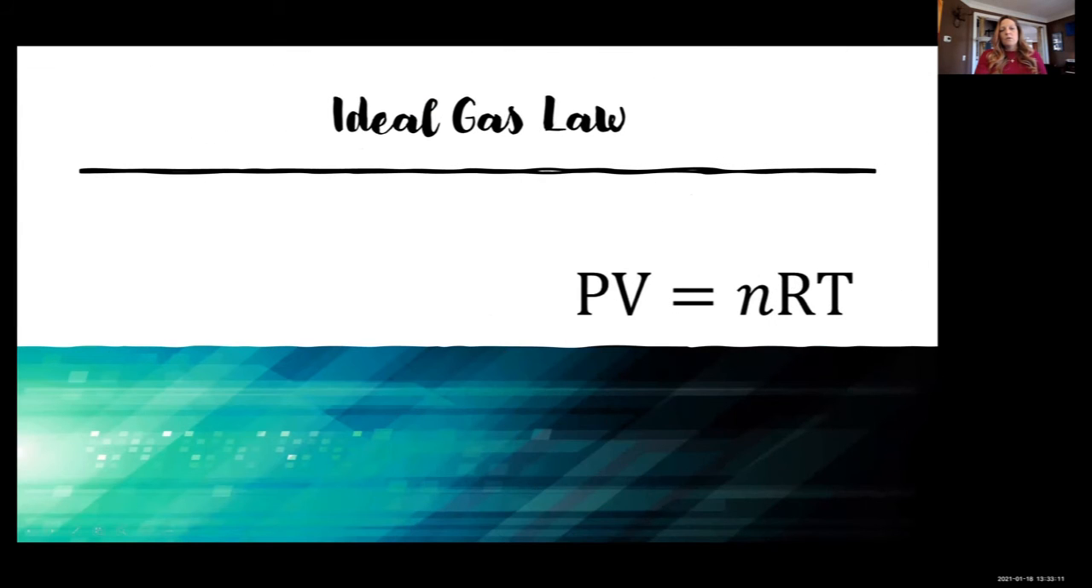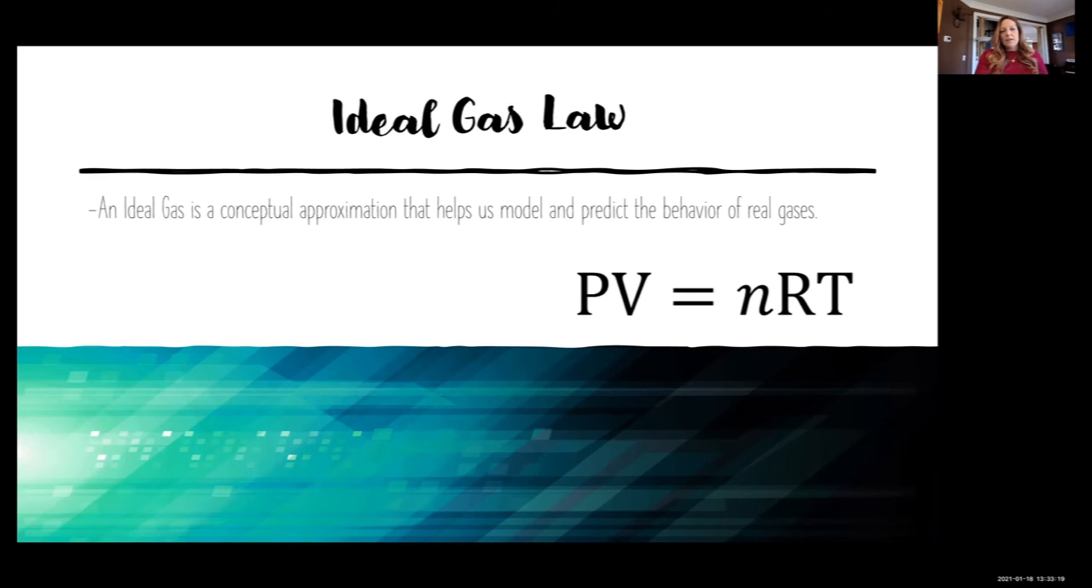So what's the ideal gas law? The ideal gas law is PV equals nRT. And an ideal gas is a conceptual approximation. This means it's made up, right? It's a concept that we come up with that helps us model and predict the behavior of real gases. Gases are very different, so we can't always necessarily predict what a gas is going to do. So in order to have equations that function, we come up with this concept of an ideal gas.